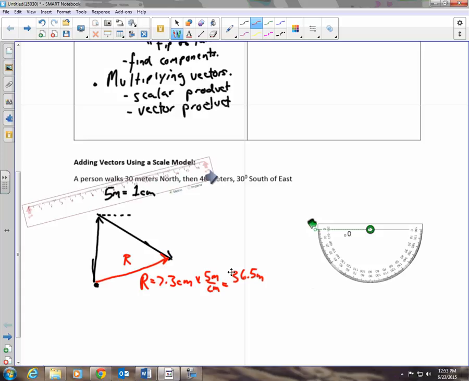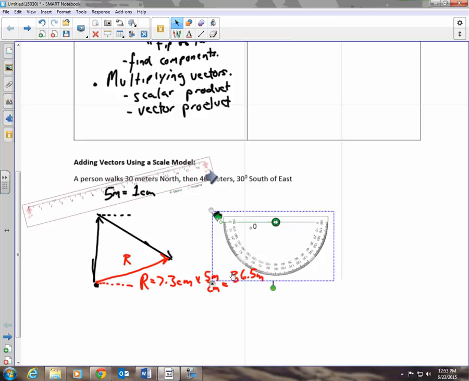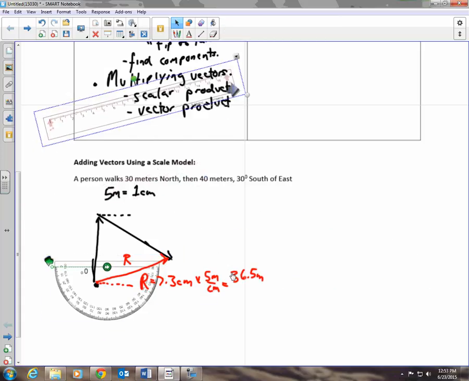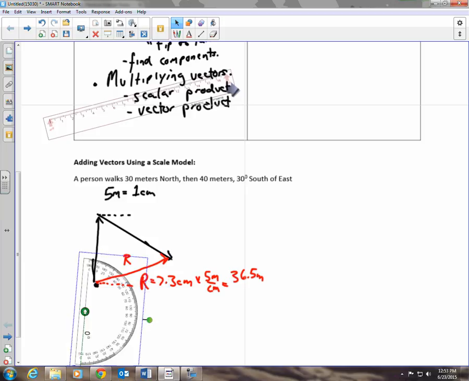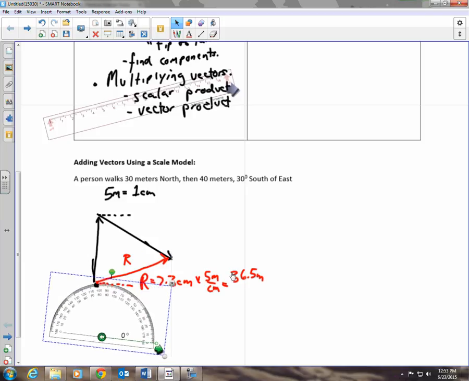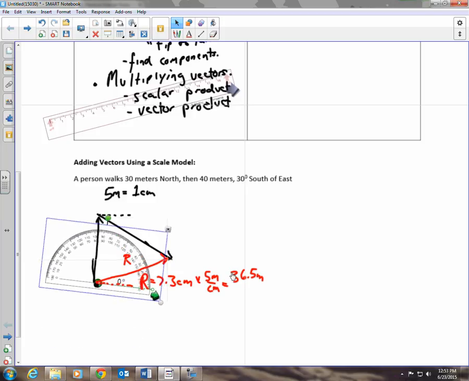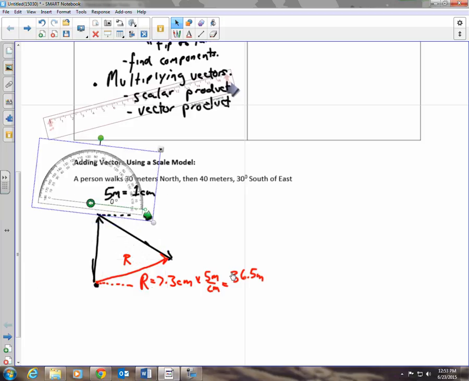So I'll go back to my origin here. I'm going to draw in a little dotted line going east. That's going to be my reference. I'm going to take my protractor and measure that angle. Measure it right on here, measure along there. It looks like it is at about 20 degrees north.